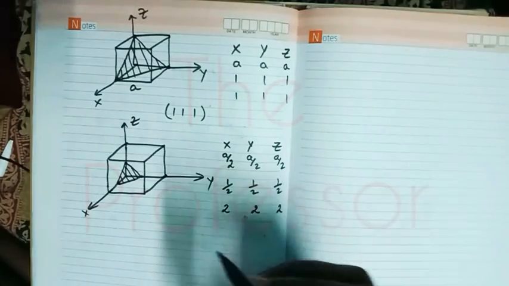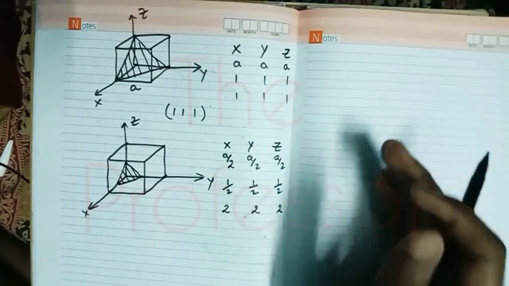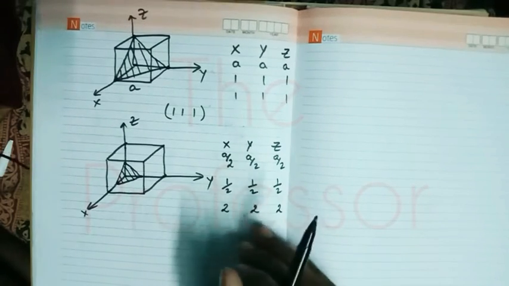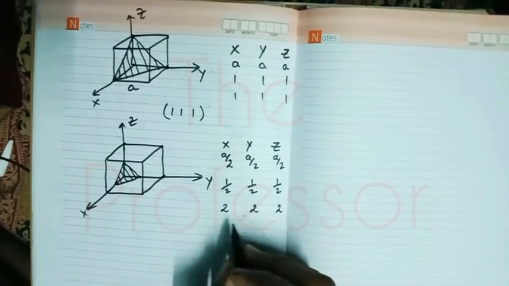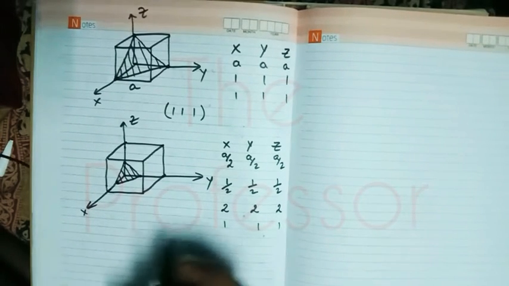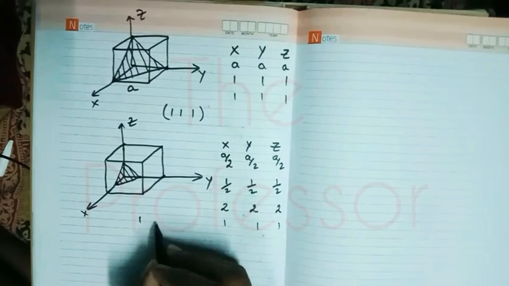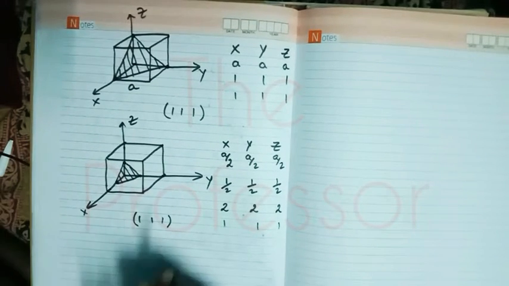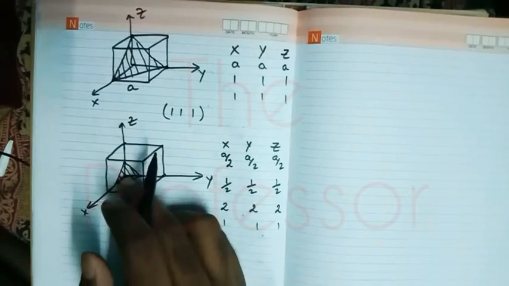And then the last step, which is of simplification. What we can do here, we can divide the three numbers with 2. If we divide them with 2, then what do we get? We get 1, 1 and 1. Right? So when we put these three, 1, 1 and 1, inside the parenthesis, we get the Miller indices for this particular plane.